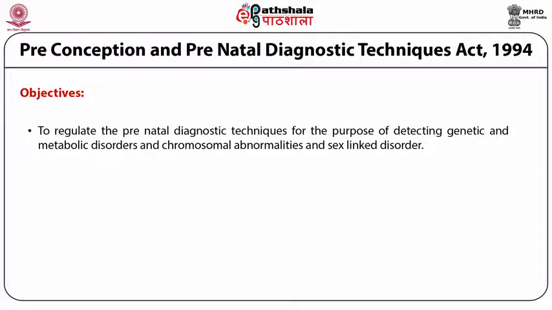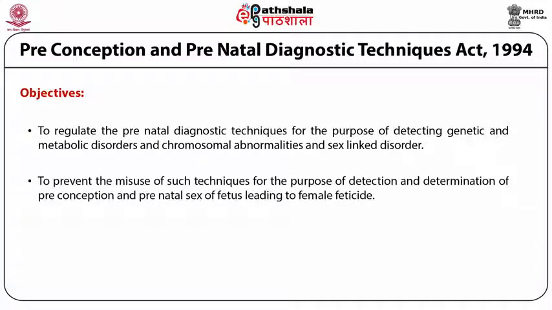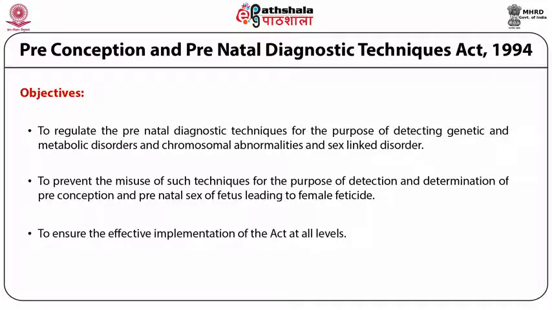Second objective of the Act is to prevent the misuse of such techniques for the purpose of detection and determination of preconception and prenatal sex of fetus leading to female feticide. Another important objective of the Act is to ensure the effective implementation of it at all levels. Now let us discuss some important provisions of the Act.